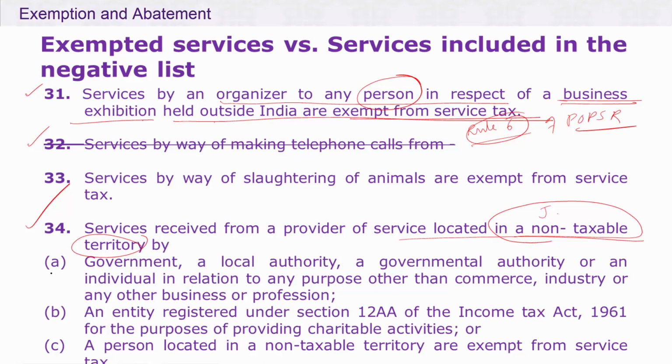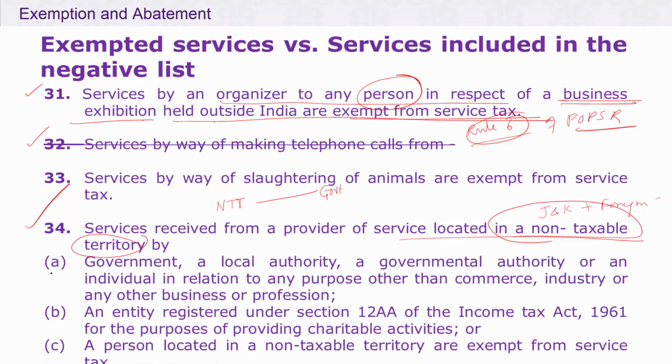Means Jammu and Kashmir plus foreign destination. So if you receive service from a person from Jammu and Kashmir or from a foreigner, then what happens? So certain categories they have identified. Who? Person in non-taxable territory. Number 1, government.